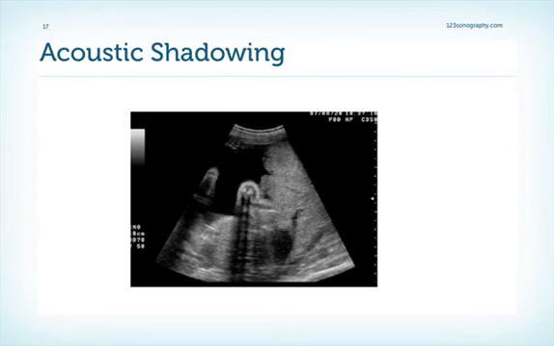Acoustic shadowing is a very frequent finding in ultrasound, and in particular also in echocardiography. It happens if we have tissue which either completely absorbs or reflects the ultrasound beam, and then we have a shadow behind these structures. This is the image of a fetus where we hit the bone, and then we have a shadow behind the structure.